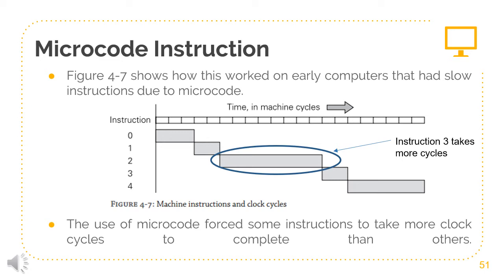Now in this section microcode instruction will be explained. Figure 4-7 shows how this worked on early computers that had slow instructions due to microcode. The use of microcode forced some instructions to take more clock cycles to complete than others. In the example, Instruction 3 takes more cycles to complete than the others.